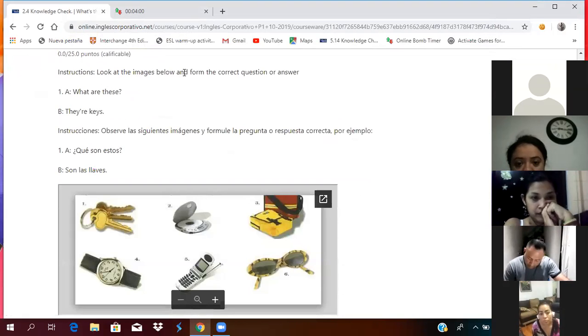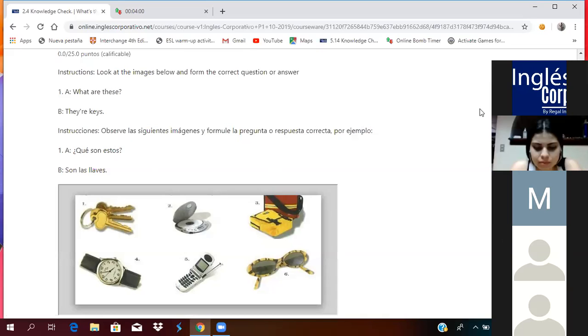Okay. So now we're going to look at the knowledge check instructions. Look at the images below and form the correct questions and answers. Number one, what are these? They're keys. Instrucciones. Observe las siguientes imágenes y formule la pregunta o respuesta correcta. Por ejemplo, ¿qué son estos? Son las llaves.